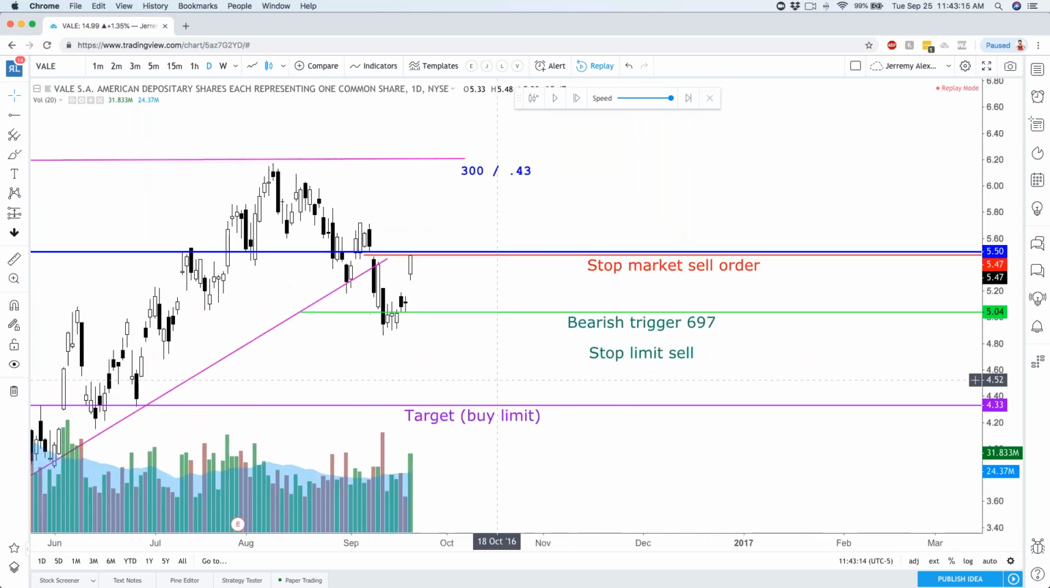Now, we can still have our takeaways. We can still learn from this trade. But what I'm going to do is look at this as a very sideways move. And at this point, I'm going to start changing my approach a little bit.